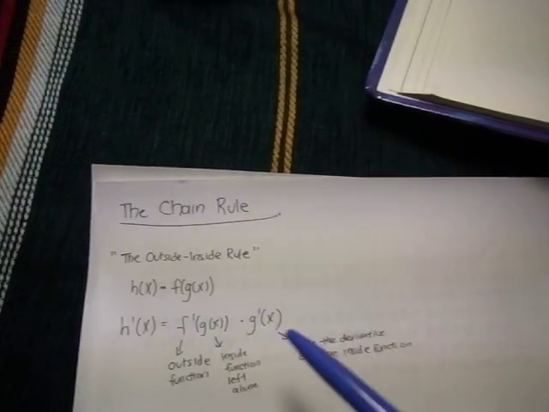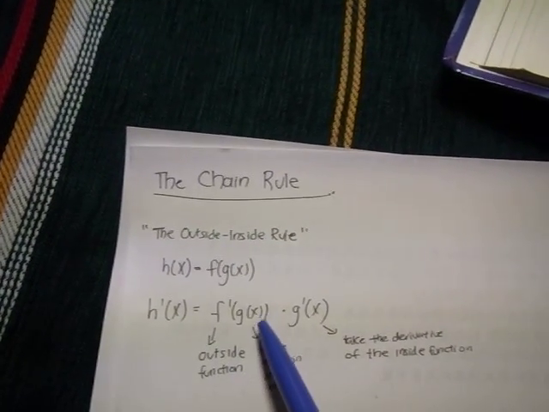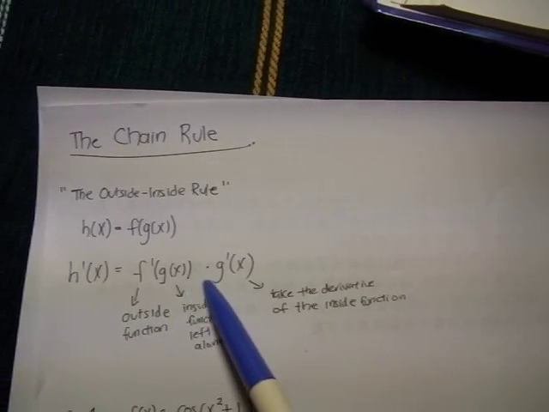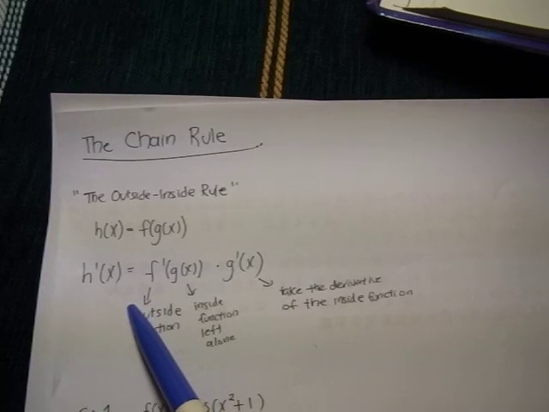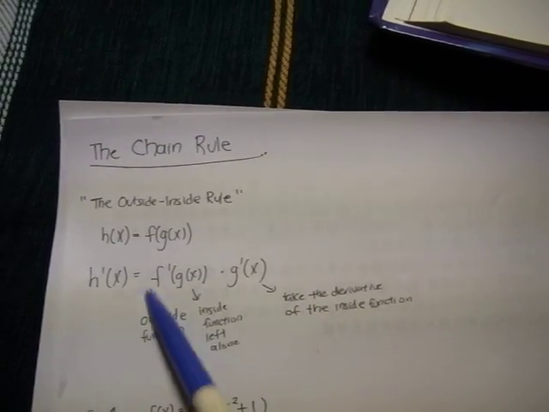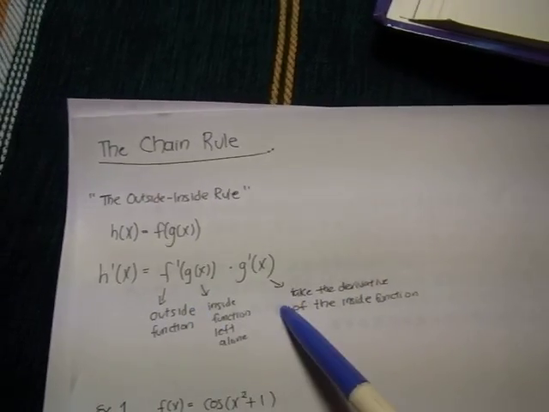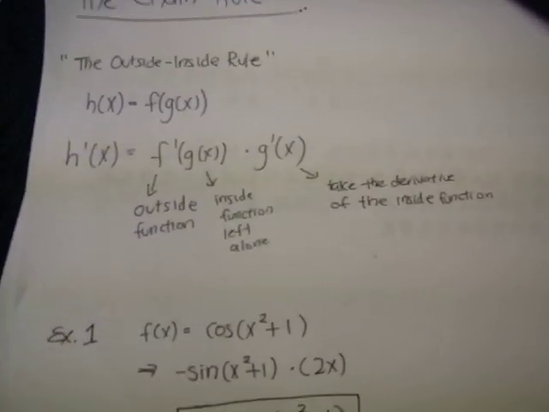In other words, it's taking the derivative of the outside function, you leave the inside function alone, and you multiply that by the derivative of the inside function. Another easier way to remember this is to simply remember the chain rule as the outside-inside rule. Okay, so let's look at a few examples.